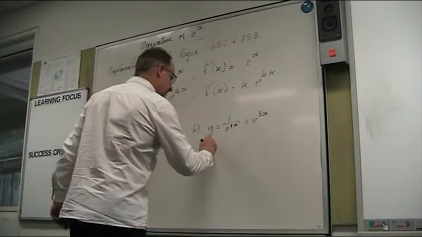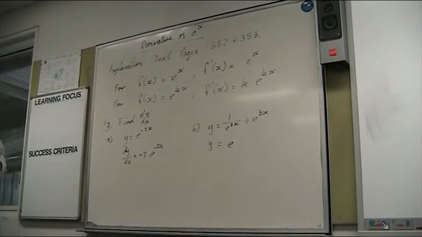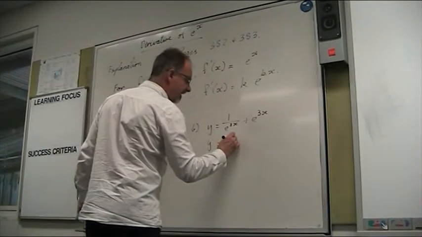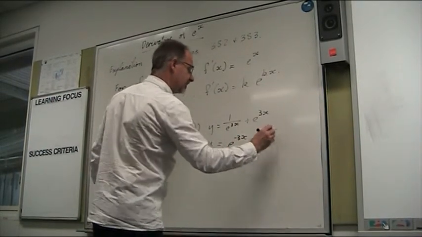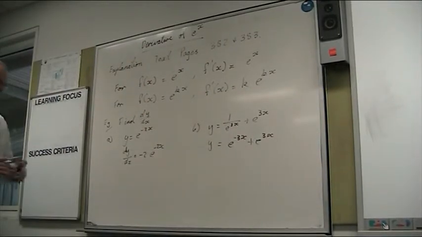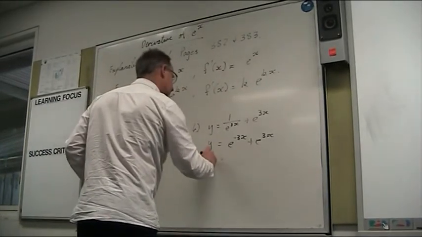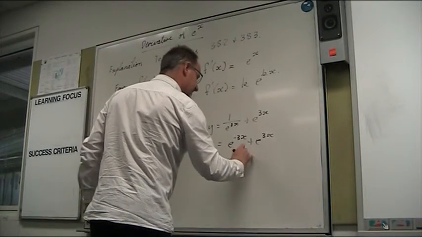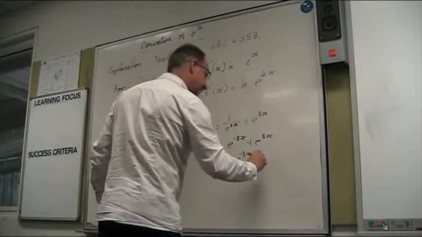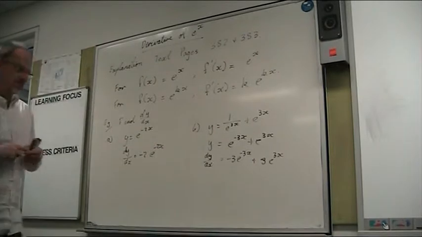Now this one here, we need to rewrite the one over as index form. And when it's index form, it's e to the minus 3x. Then we just follow the same process as there. So the k comes down the front, minus 3, and the rest then stays the same. So you get that.